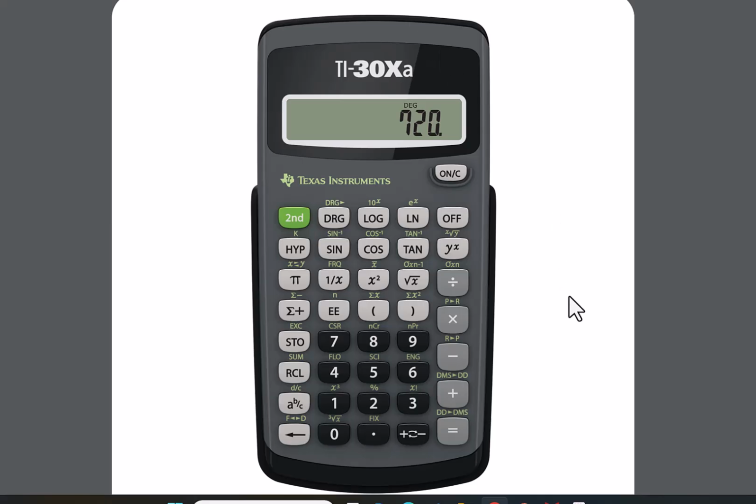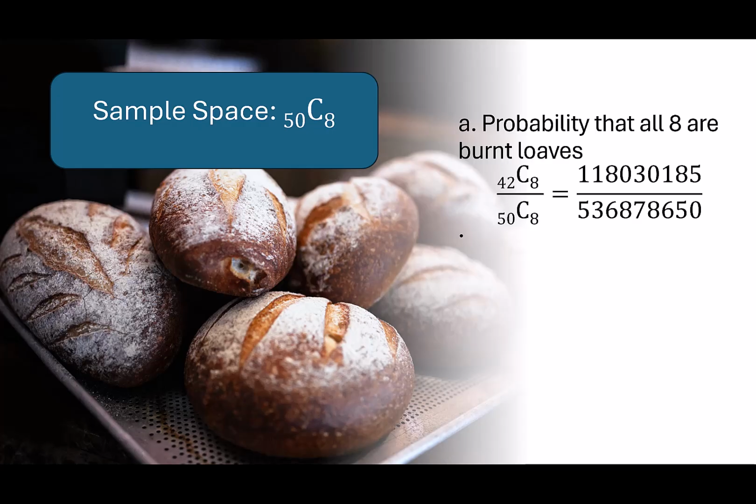Let's also try that in the TI-30XA. I'll once again start with the parenthesis. I put in 42, and then I hit second and the 8 to get a combination, and we're selecting 8. I close that parenthesis, and you can see the value for the numerator. Let's divide by, do another set of parentheses, go back to 50, hit second and 8 again to do my second combination, and we're selecting 8, close the parenthesis, I can see the denominator, push equals, here's my final answer. In both cases, we got the same solution, which was about 22%.